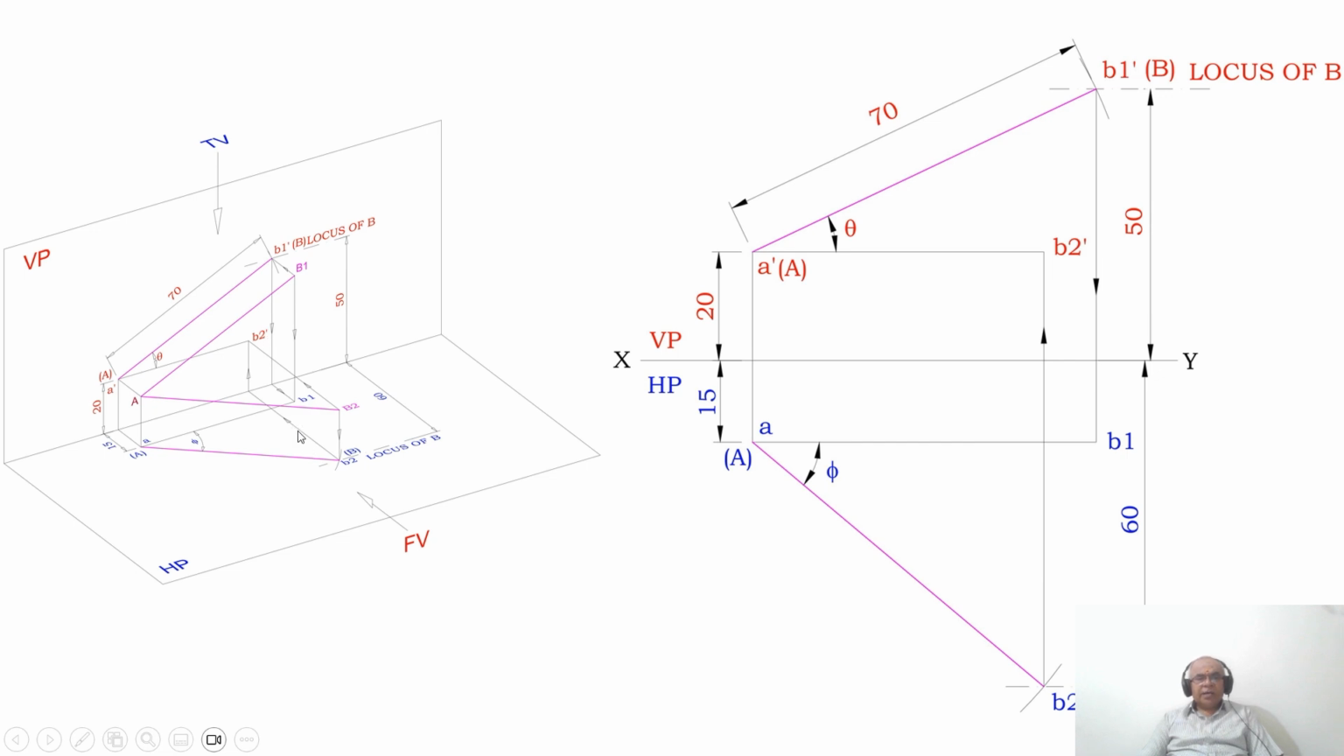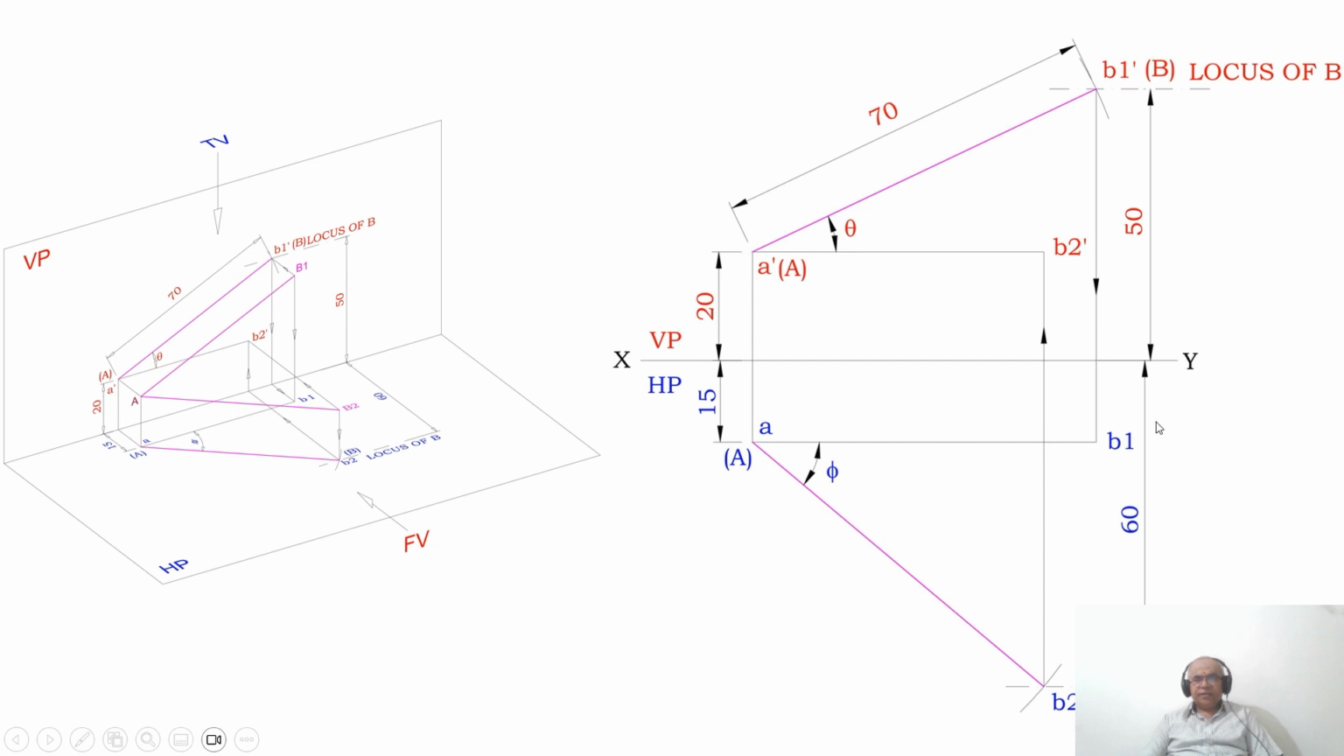So how do I get the true length? If I want to get the front view, A is above HP by 20, so B2 should also be above HP by 20. Therefore, from B2, you project the point directly to 20 mm above the XY line, and you mark that point as B2 dash. So now this is the line parallel to HP. So you are getting the true length in HP, AB2, that is capital A and capital B.